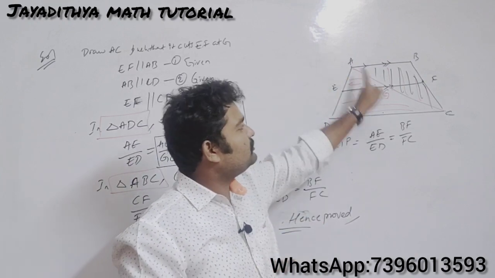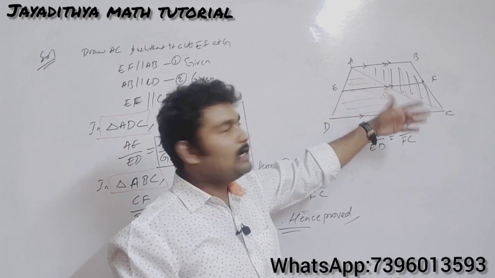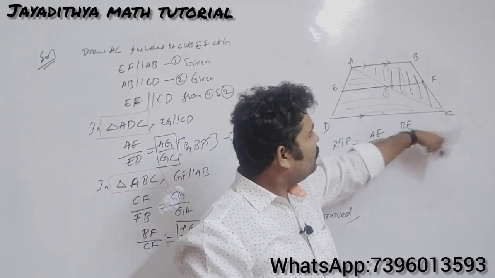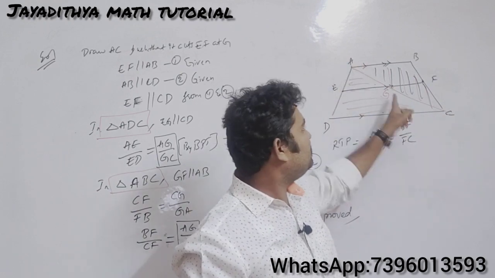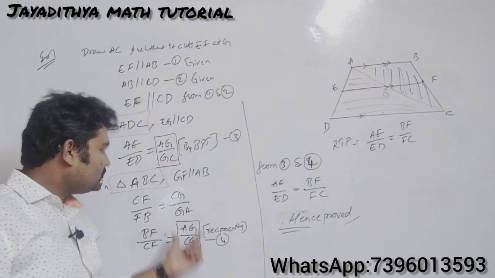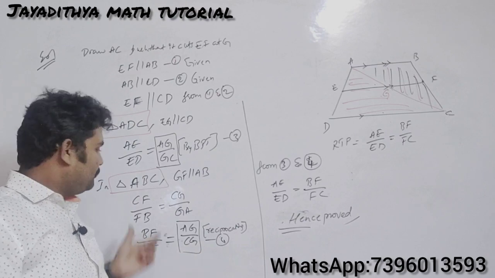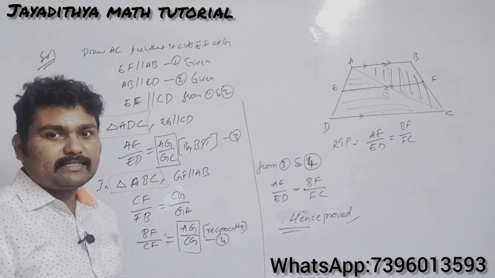AE by ED will be equal to AG by GC. But in the next one, don't come from the top, go from the bottom only. CF by FB will be equal to CG by GA. So from equation 3 and equation 4, both the RHS are equal, therefore the LHS is equal.